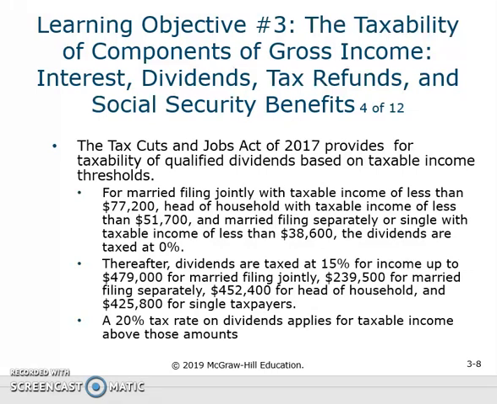Any dividends that are taxed at 15% would be taxed at 15% for income of up to $479,000 for married filing jointly, $239,500 for married filing separately, $452,400 for head of household filing status, and $425,800 for single taxpayers. If you have income above those threshold amounts, then a 20% tax rate on those dividends would apply.